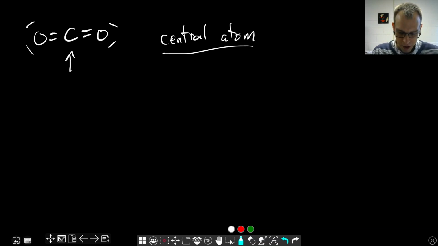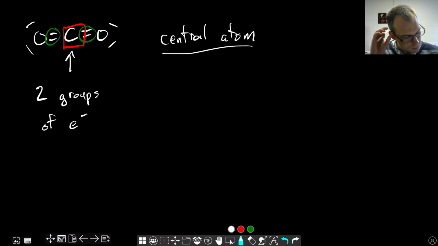Now, for this carbon, let's look at the electron pairs around it. Right? So we're going to ignore the lone pairs on the oxygen. Those are not going to matter for now. We're just thinking about our carbon right here in the middle. So we have each oxygen bonded, and so there are a total of 4 bonding pairs. But they're grouped into two groups, right? So we could say that there are 2 groups of electrons, even though they're double bonds, it's just a single attachment to an oxygen atom.